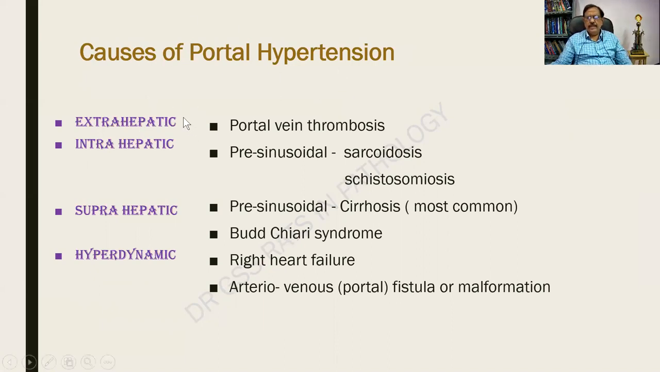Let us see what we are having with us. Causes for the portal hypertension are mentioned here. They can be extrahepatic, which is a portal vein thrombosis. Intrahepatic, which can be pre-sinusoidal, sarcoidosis, schistosomiasis, a parasite which can lead to an obstruction and then there can be an increased pressure. Suprahepatic, the pre-sinusoidal cirrhosis. Cirrhosis is the most common cause of this. Budd-Chiari syndrome. Hyperdynamic cases such as right heart failure, arteriovenous fistula. Please do remember these, the various causes for portal hypertension.